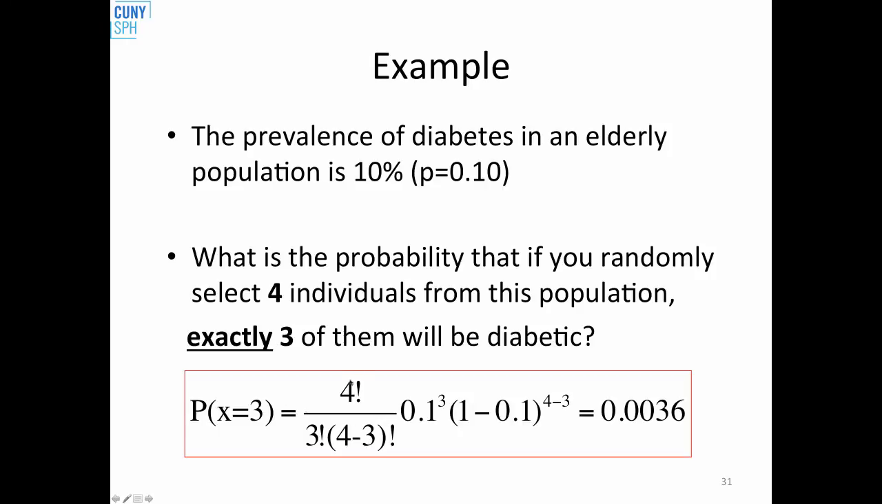A straightforward way to do this is just by plugging these right into that binomial distribution, where p is equal to 0.1, n is equal to 4, and x, the number of successes, is equal to 3, and you get 0.0036. So this reflects the fact that this is only a 10% probability. The chance of 3 out of 4 individuals independently having diabetes is quite low.